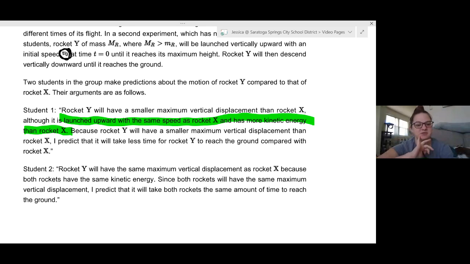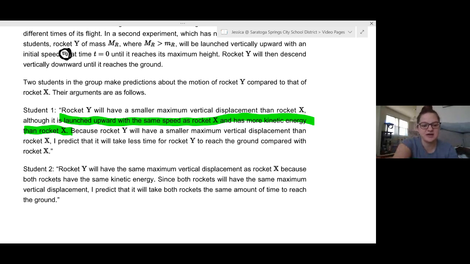Because rocket Y will have a smaller maximum vertical displacement than rocket X, I predict it will take less time for rocket Y to reach the ground. Well, like I was saying before, I think the vertical displacements are the same. So if the vertical displacements are the same, then the times are going to be the same. So the only thing that student 1 says correctly is that Y has more kinetic energy.